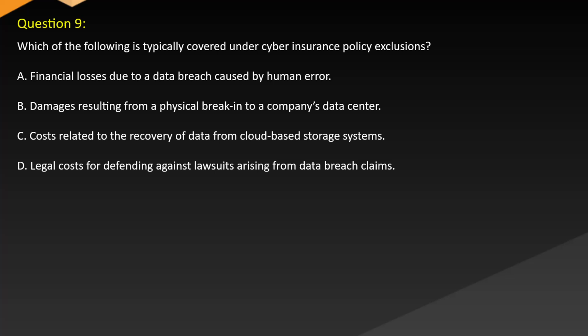Question 9. Which of the following is typically covered under cyber insurance policy exclusions? A. Financial losses due to a data breach caused by human error. B. Damages resulting from a physical break-in to a company's data center. C. Costs related to the recovery of data from cloud-based storage systems. D. Legal costs for defending against lawsuits arising from data breach claims.